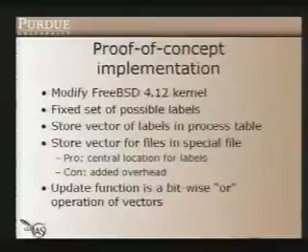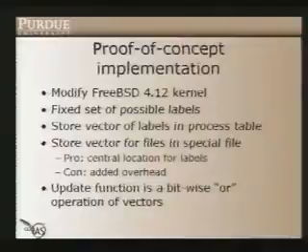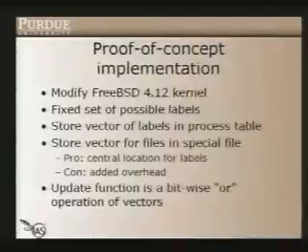I'm currently working on a proof of concept implementation by modifying the FreeBSD 4.12 kernel. I have a fixed set of possible labels. I'm primarily focusing on user IDs right now. We have a global table of what the labels are, and we only need to store a small vector of labels directly in the process table. So it's a bit vector of what's there.